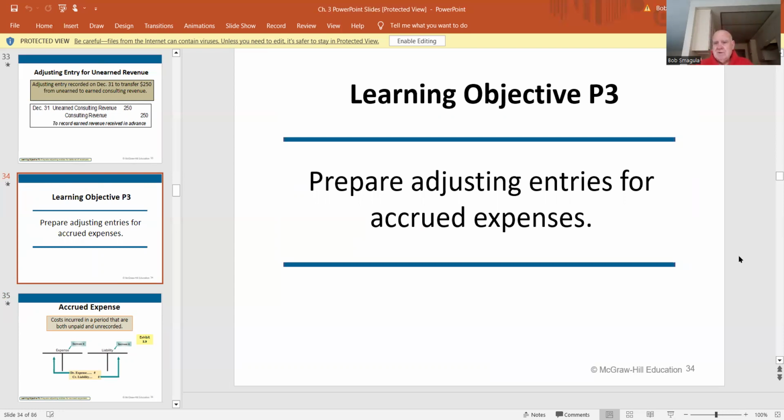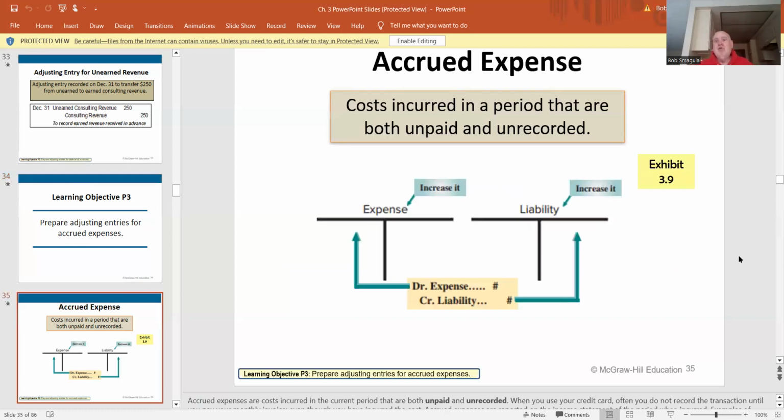Here, we recognize an expense took place or a revenue has been earned and then recorded. One thing with adjusting journal entries, a little tip: you never have cash in an adjusting entry. Students get a little mixed up and they start throwing cash down there. No, cash is never going to show up on an adjusting journal entry. Accrued expense. These are costs that are incurred in a period that are both unpaid and unrecorded. What could that be?